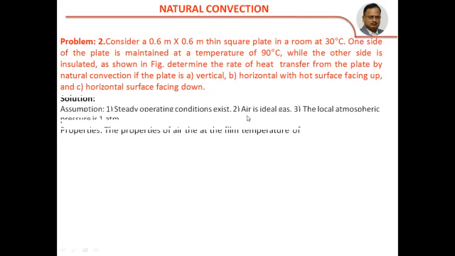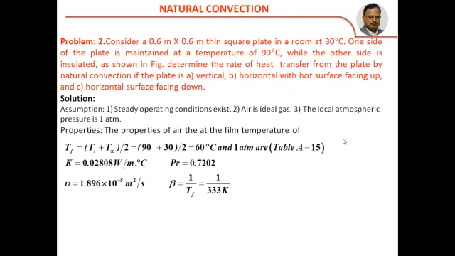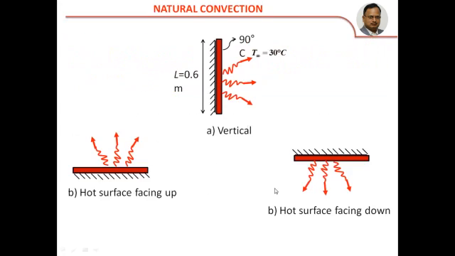Let us quickly take Tf equal to T by 2, 60 degrees. We'll take the k value, Prandtl number, nu value, and beta of course is 1 by Tf because air is treated as an ideal gas. So 1 by 333 Kelvin. Now these are the positions: vertical, hot surface facing up, hot surface facing down.